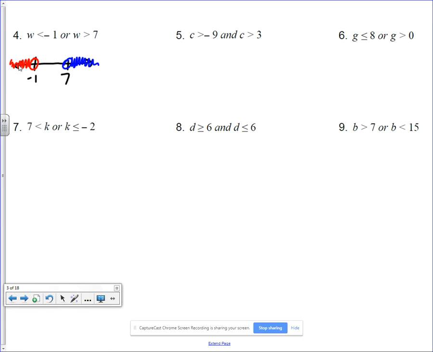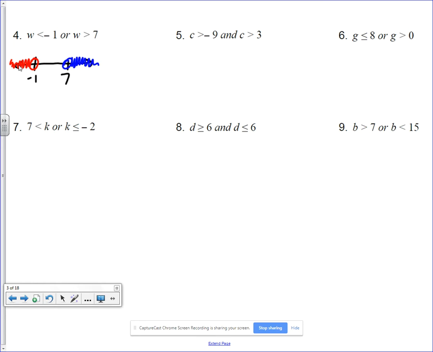8, not 3. 3 would be where it's not shaded. -3. Anything above 7, anything below -1. Question. You don't. As long as you show me the shading, I'm just going to assume those arrows go on forever.